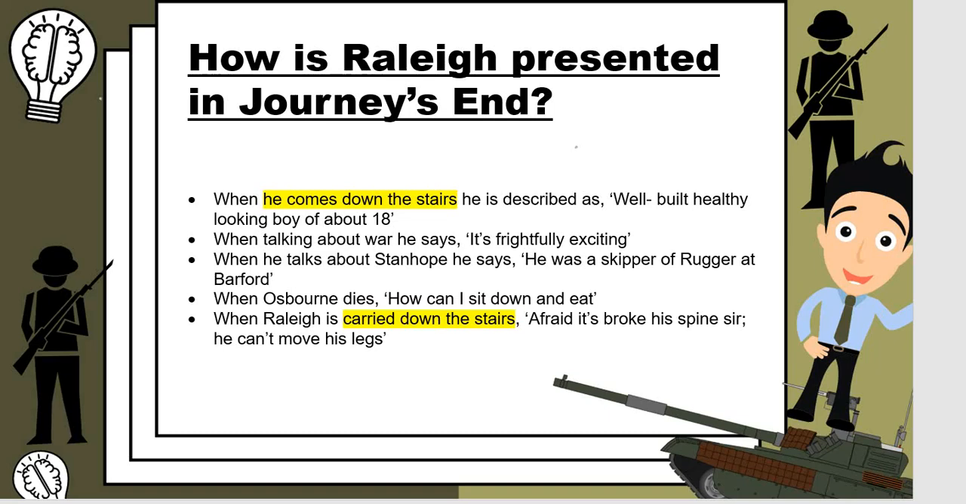So if you look at the very beginning, he walks down the stairs, a well-built, healthy-looking boy of about 18. At the end of the fight scene, he's carried down the stairs with a broken spine and can't move his legs.